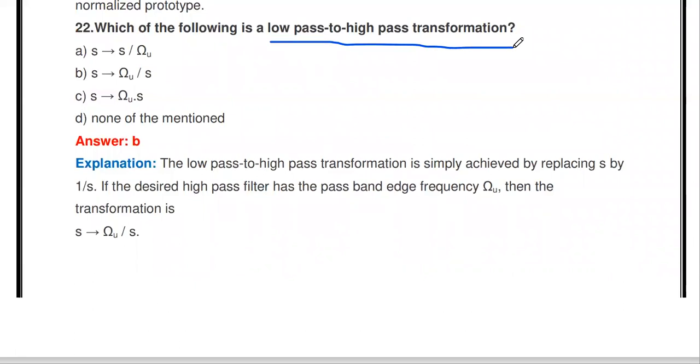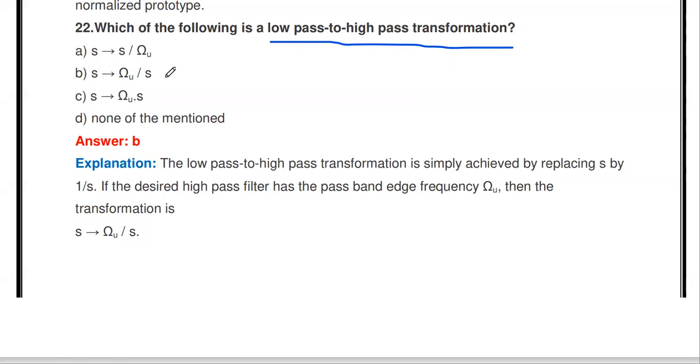In this Butterworth filter approximation, we first design the normalized low pass filter. Normalized low pass filter means the low pass filter with cutoff frequency of 1 radian. First we design that, and after that we have to convert it, low pass to low pass, low pass to high pass, low pass to band pass, etc. So which one is the correct transformation to convert low pass to high pass?